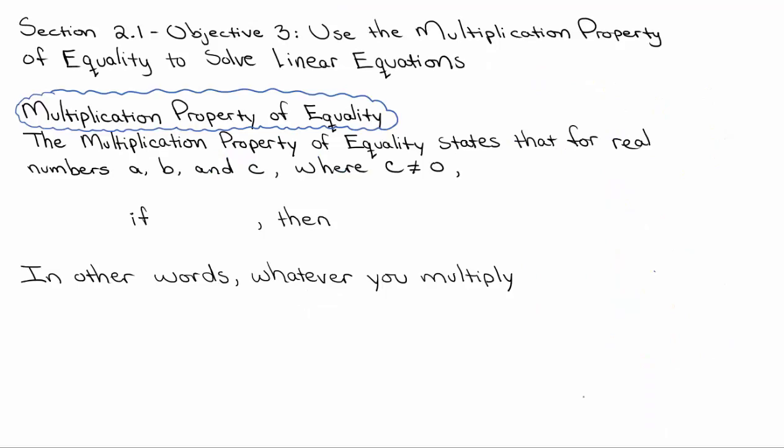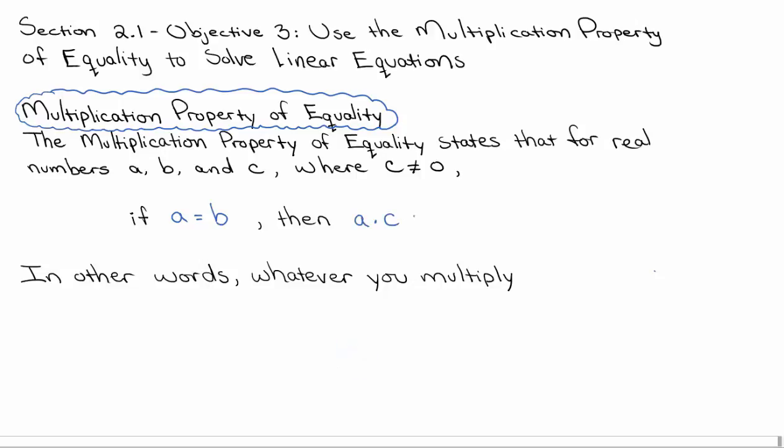Section 2.1, Objective 3. Use the multiplication property of equality to solve linear equations. Multiplication property of equality. The multiplication property of equality states that for real numbers a, b, and c, where c is not equal to 0, if a is equal to b, then a times c is equal to b times c.